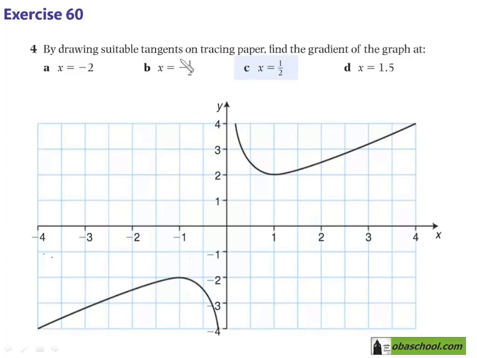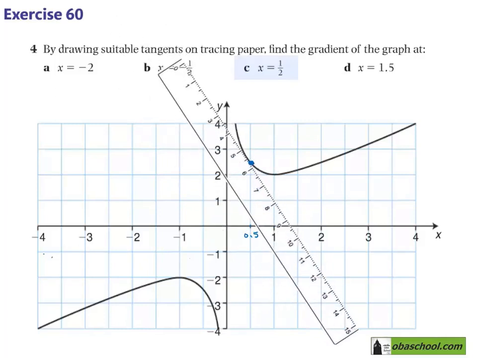It says, by drawing suitable tangents on tracing paper, find the gradient of the graph at C, where x is equal to half. So let's go ahead at x equal to half and see where the curve intersects. As you can see, it intersects right here. So we're going to have to pivot the ruler into a position where it intersects with the curve at only one point and forms two equivalent angles on both respective sides.